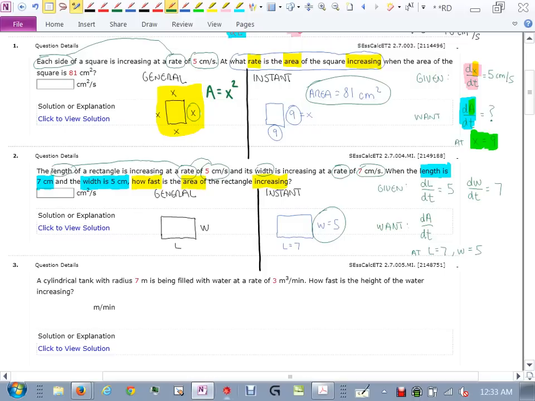Let me see. I need to find an equation that relates the length to the area, and the width to the area, because in my differentials I have L, W, and A. So come back to our general picture. Well, I know that the area of a rectangle is length times width, so I'll just write A equals LW. And now what I need to do is differentiate that.